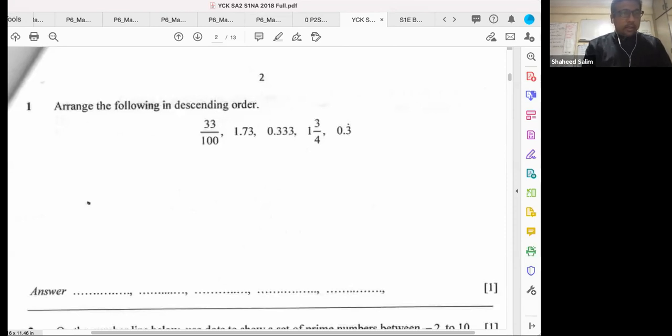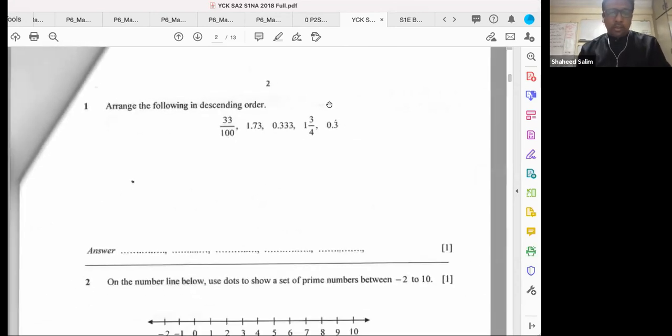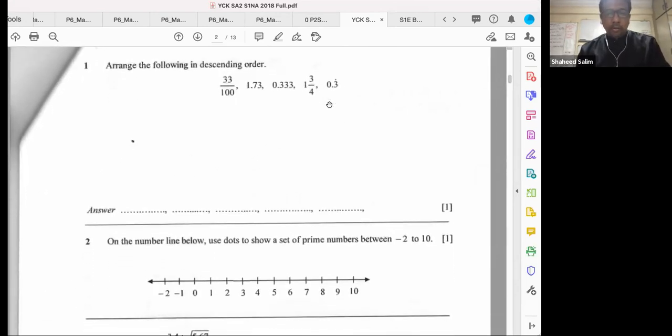Okay, Heian has sent his answer. Heian, let me see. The answer would be correct. Congratulations, Heian. Well done, Heian. You can use your calculator again. Remember, for paper 1 and paper 2 now in secondary school, you can use your calculator.